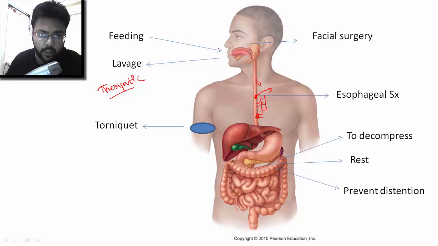So let's summarize the therapeutic uses of Ryles tube. It can be used for feeding, say in unconscious or comatose patients. It can be used for lavage in certain types of poisoning like alcohol poisoning or non-corrosive poisoning, or in hematemesis. It is a prerequisite before facial surgery, or after an esophageal surgery, after excision of diverticuli or resection of growth, or after correction of tracheoesophageal fistula, or after suturing the esophageal tear. It can be used to decompress the GI tract or to give rest to the GI tract, or to prevent the distension of the GI tract.